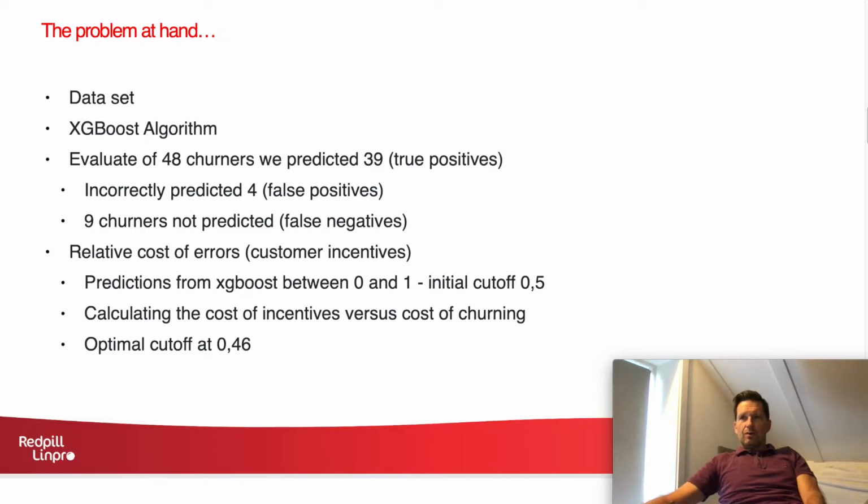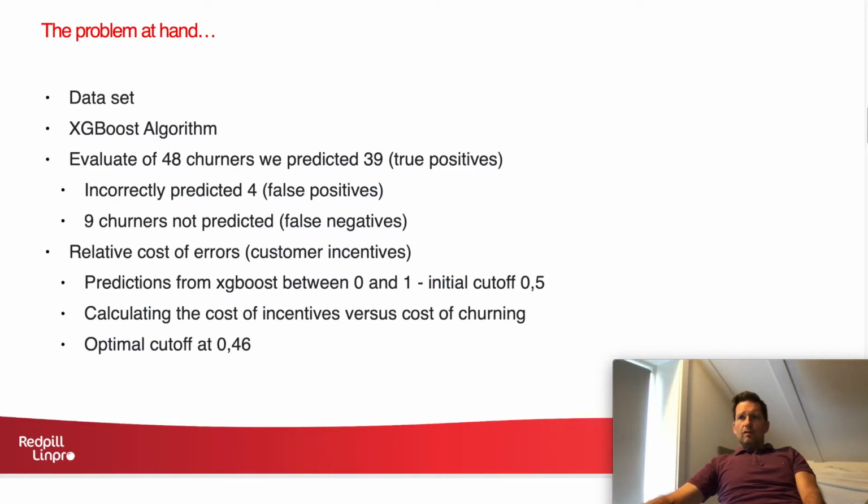And this prediction project that we have been referring to here evaluated that of 48 churners, 13 were predicted. That's true positives. 4 were incorrectly predicted, and 9 churners were not predicted. Those are the false positives and the false negatives.